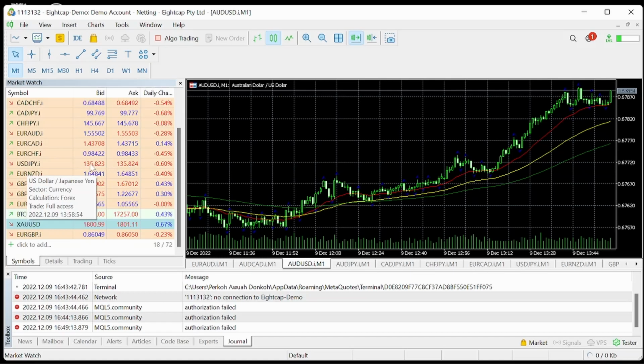So what this means is that if I want to sell USD/JPY, buyers are willing to pay me 135.823 for every $1 that I have. You get the whole point. I'm saying that if I want to sell USD/JPY, buyers in the market are willing to pay me 135.823 for every $1 that I have.